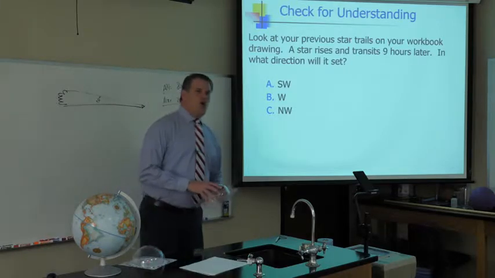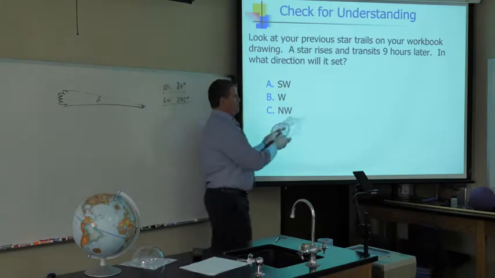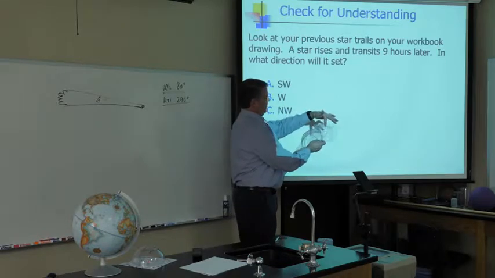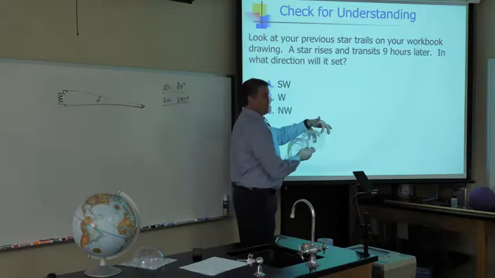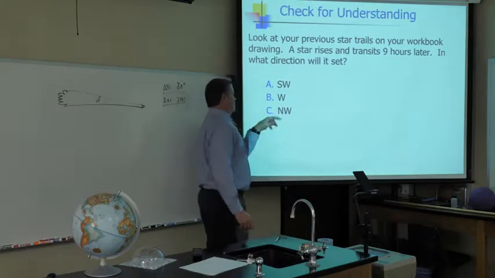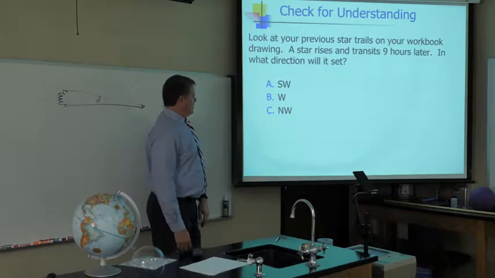If it's spending so much time up in the sky, it's going to follow this green pathway here. It's going to follow the green pathway. It's rising in the northeast, coming up, transiting, and then setting in the northwest. The answer here is C, as in cat.